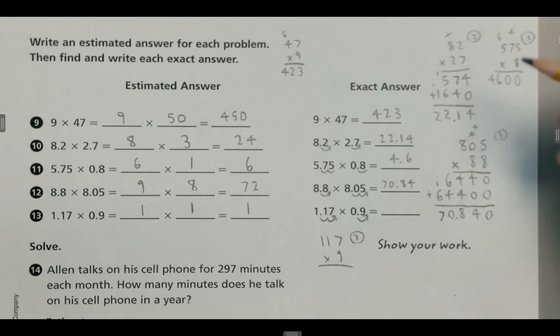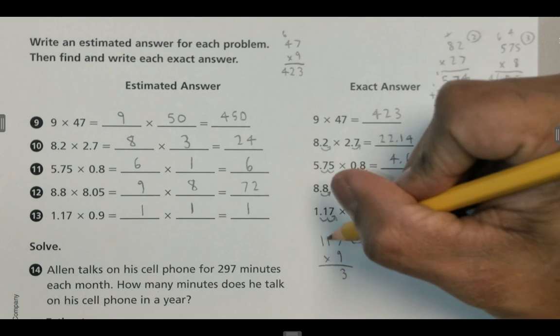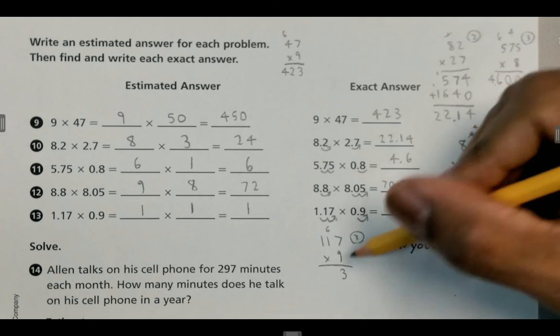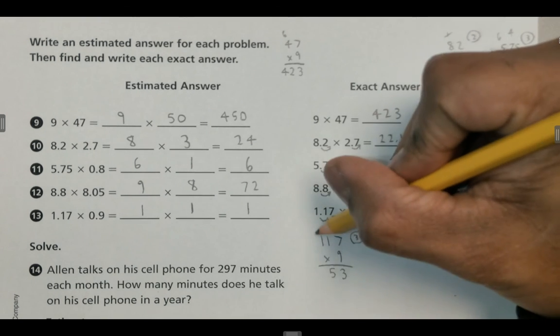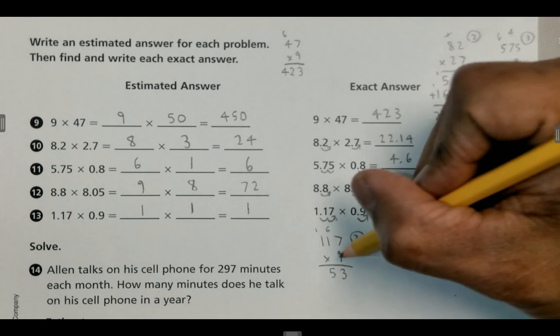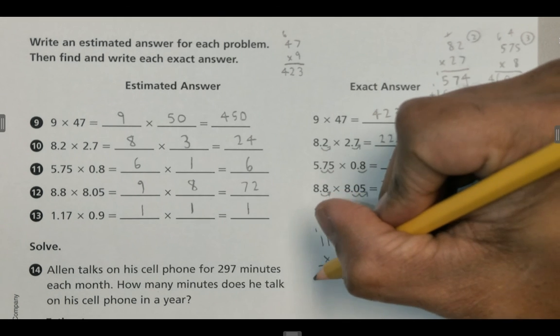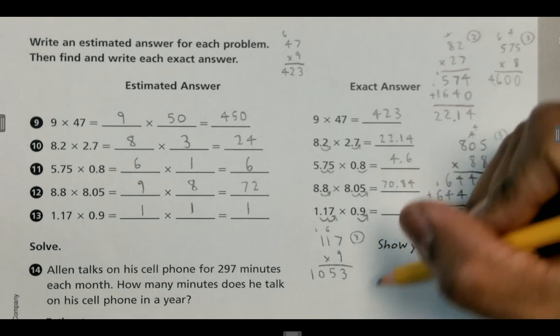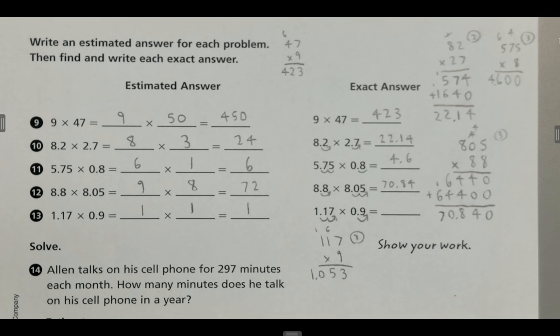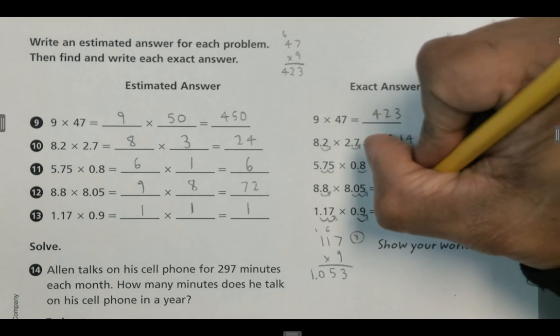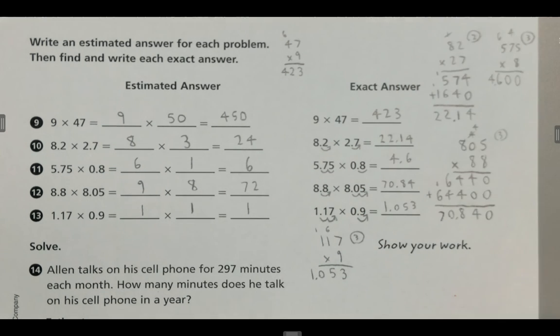9 times 7 is 63. 3 comes down, 6 gets carried. 9 times 1 is 9 plus the 6, 15. 5 comes down, 1 gets carried. 9 times 1 is 9 plus the 1 is 10. Come in 3 places. Final answer is 1 and 53 hundredths, just slightly larger than our estimate.